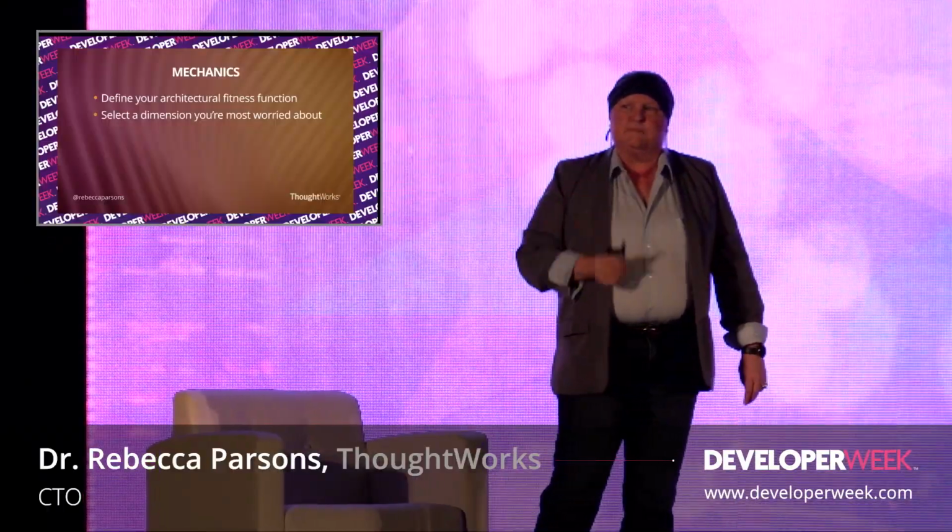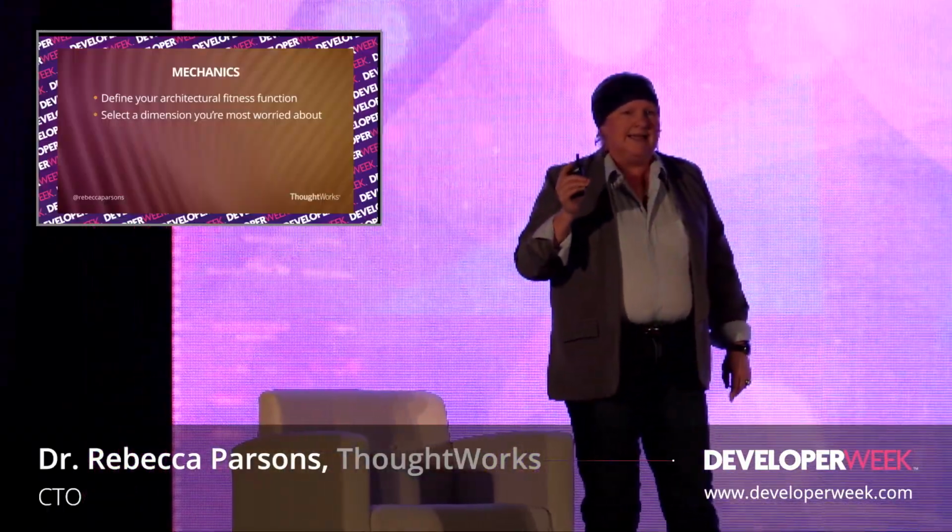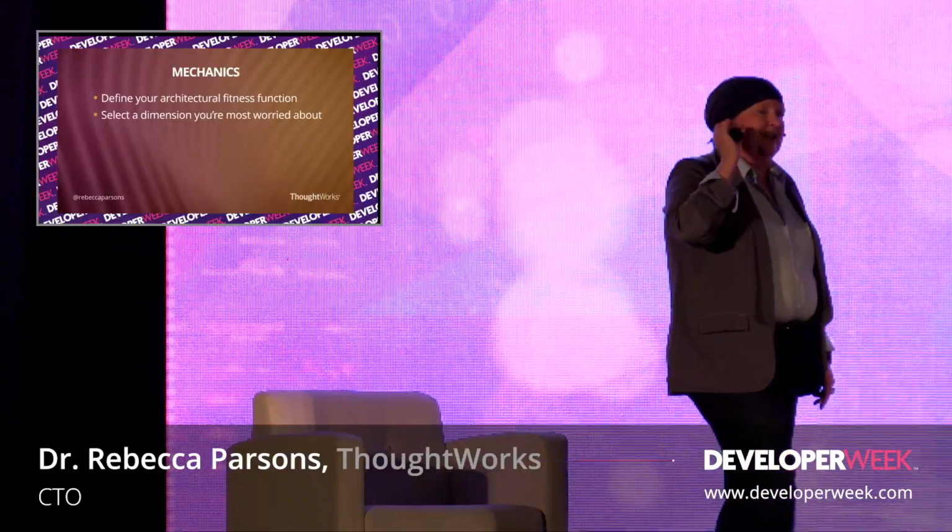And then select a dimension that you're most worried about. Notice I did not say the one that you expect to change, the one that worries you the most. Maybe it's your mean time to recovery. Maybe it's your scalability. Pick the one where you feel most exposed, most vulnerable, where you think the system is furthest away from what you actually need. And then start working on it.